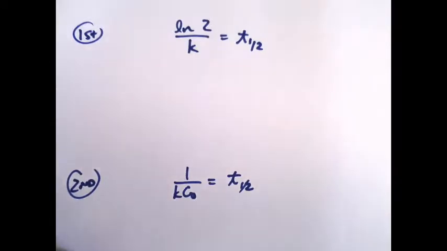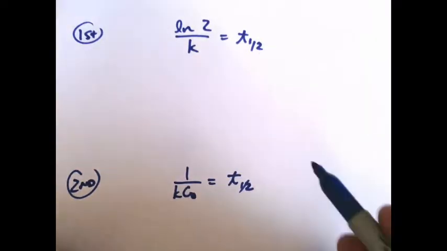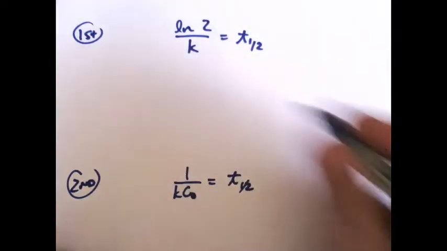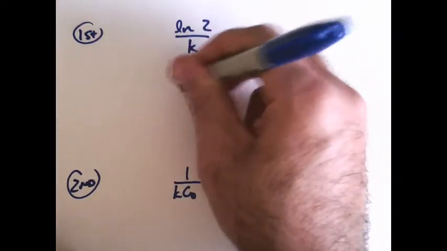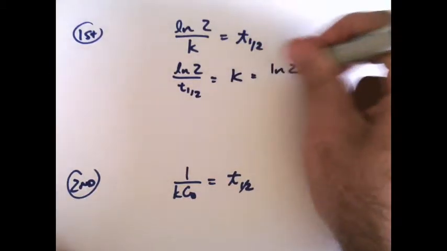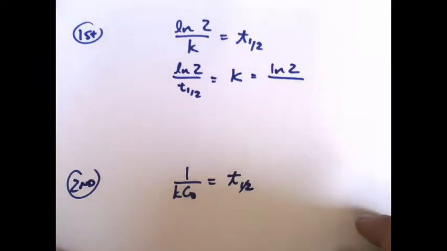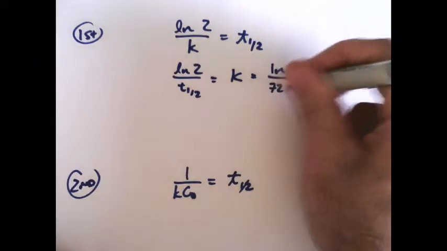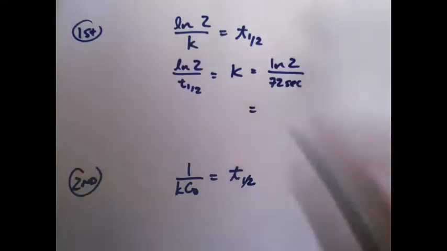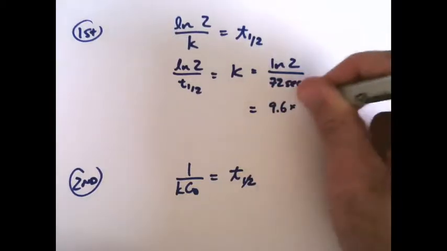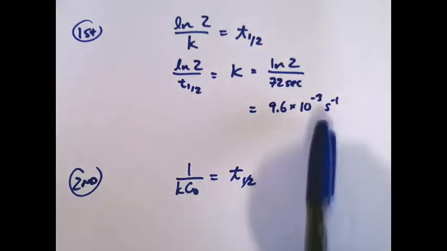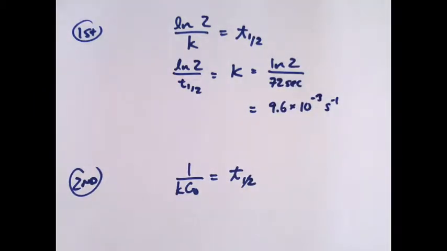So for first order, it's pretty straightforward. ln of 2 over K is equal to my half-life. If I want to solve for K, I'm just multiplying K on both sides and dividing by T1/2, and I end up with ln of 2 over T1/2 equals K. And so now I can plug in what I know, ln of 2 over the T1/2 that was provided in the problem of 72 seconds. And my result is going to end up being 9.6 times 10 to the minus 3 inverse seconds. Notice how the units in this case are inverse seconds because the second is the only unit that appears.